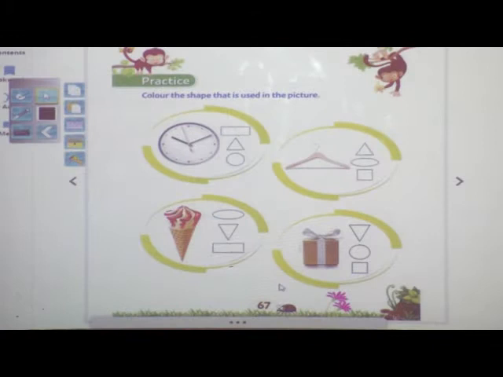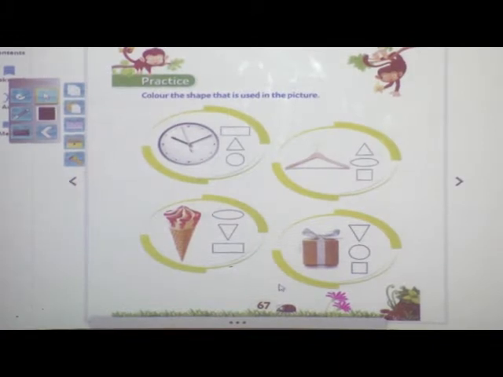Yes, sometimes the patterns are of two types, means two shapes, sometimes three shapes, and it will not come only in shapes, but it will come in things also, books also, pens also, pencils also. Okay. Now we will see in the book. Open your book. Open your book, page number 67.